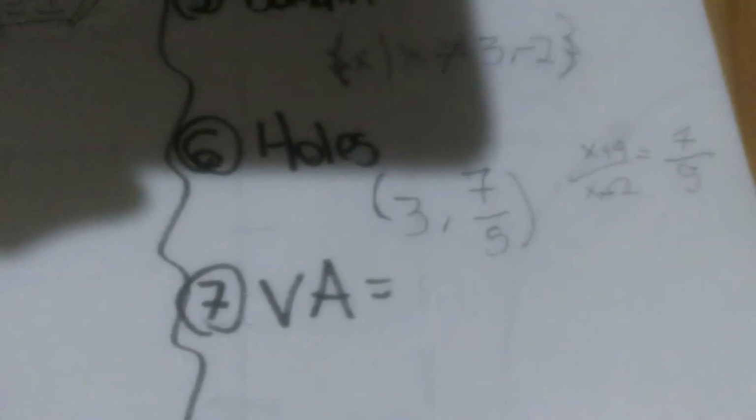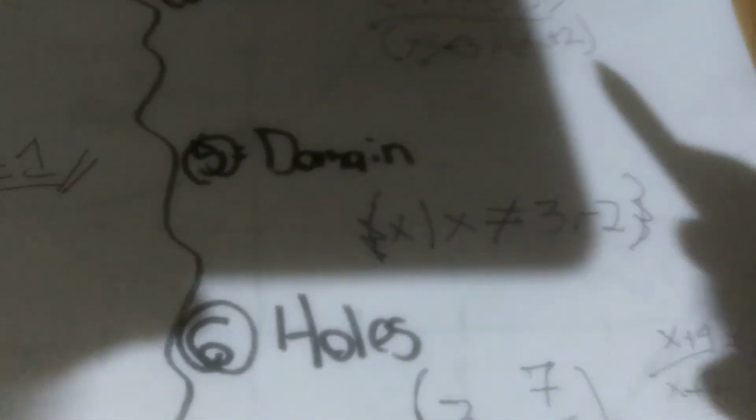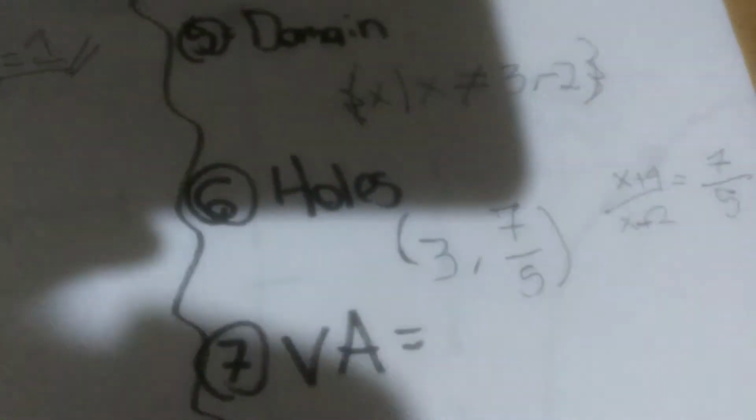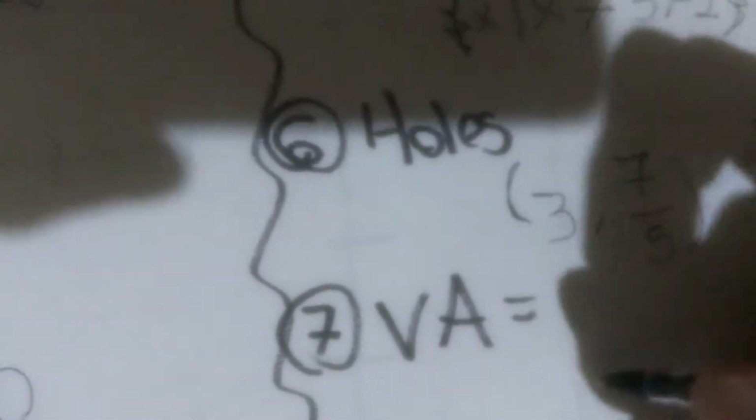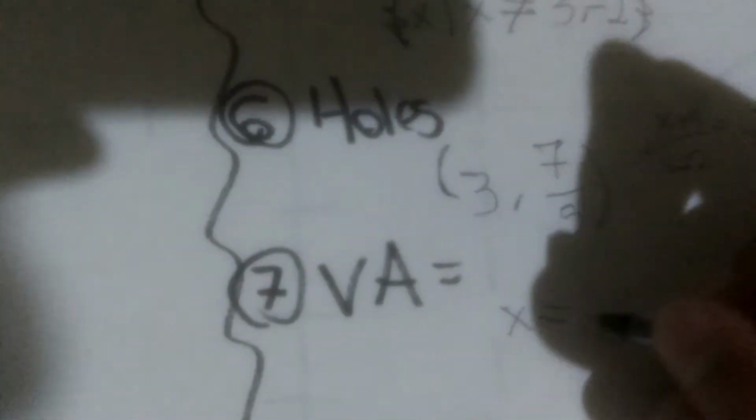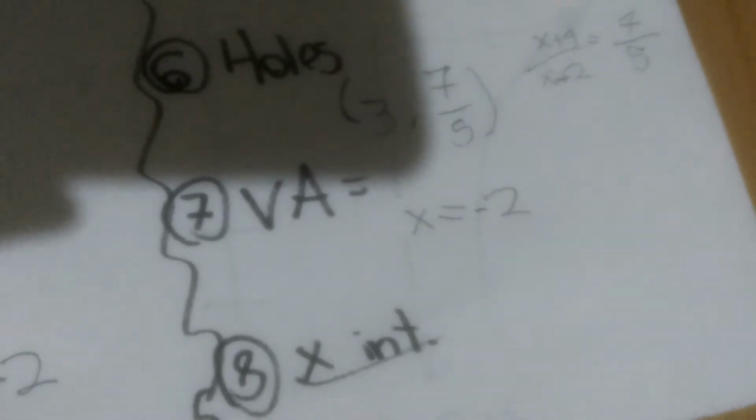The next step is to get the vertical asymptote. The vertical asymptote is very easy because it is the only value in the domain restrictions that isn't a hole. So the vertical asymptote would be at x equals negative 2.